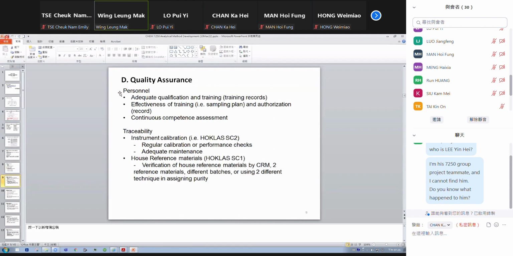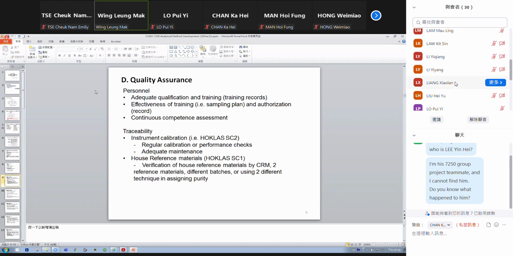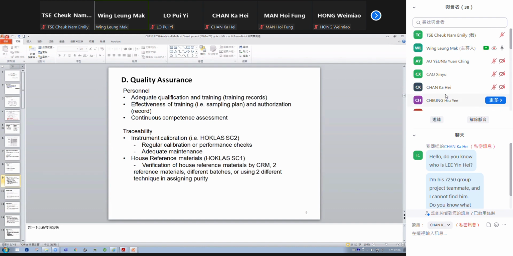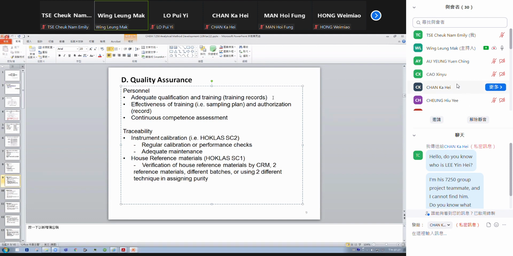The personnel. To ensure quality assurance, you ensure they have at least some chemical academic background with the qualification. Have they received any training? You may have to prepare training records to tell the assessor or the auditor that the person is trained and knows how to conduct this analysis.